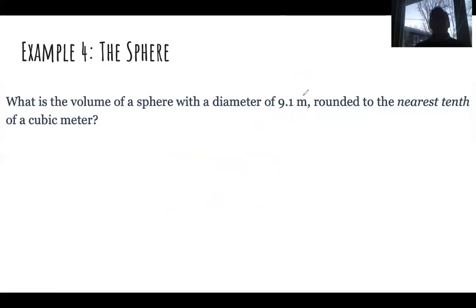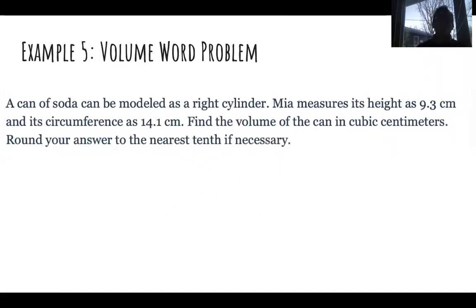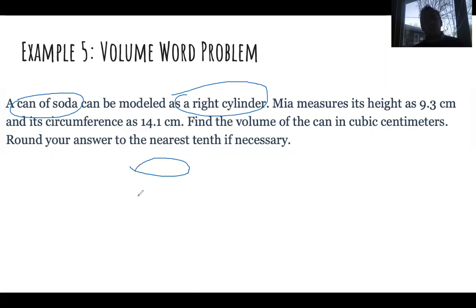All right, the last type of problem we're going to see is a volume word problem. And this one, we're not going to baby you and tell you what type of 3D shape it is, explicitly. But you're going to have to read the situation and see what it is. So it's a can of soda. Obviously, a can of soda is a cylinder. So I'm going to draw the picture here.